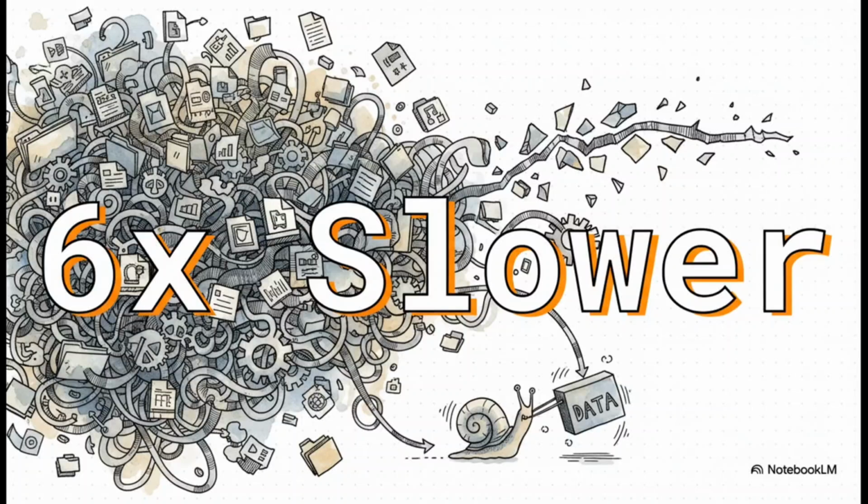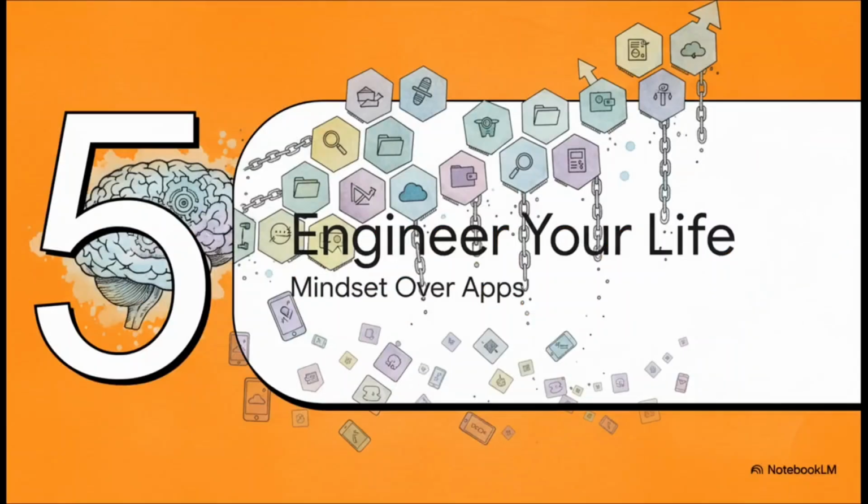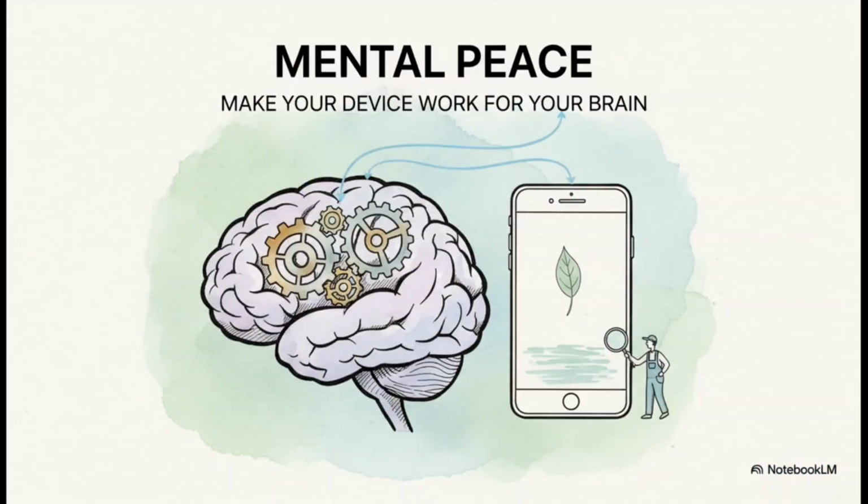And look, this complexity has a real-world cost. When Google changed its file storage rules in Android 11, developers found that basic file operations became up to 6 times slower. The complexity was literally bogging down the entire phone. And all of this leads us to our final, and honestly, our most important takeaway. The solution is not about downloading yet another app. It's about changing your entire mindset. We have to stop searching for the perfect tool and start acting like engineers of our own lives.